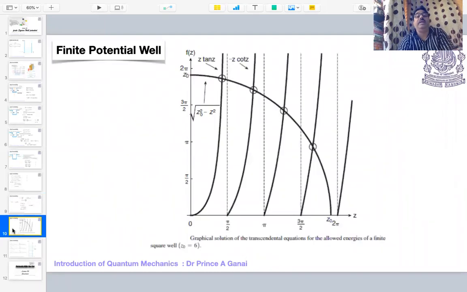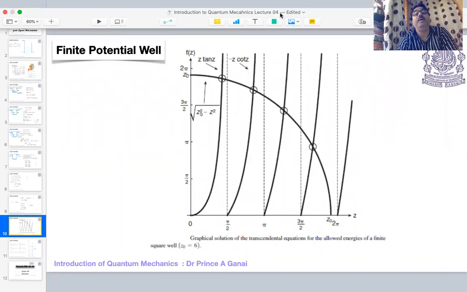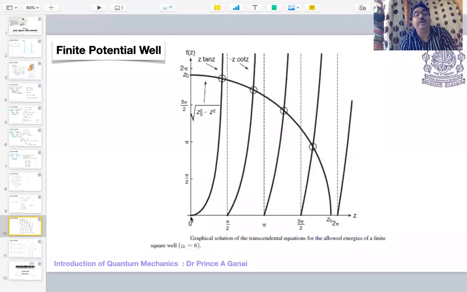Okay, this is what we get. If we plot Z tan Z, that means the even function. Since we know it is restricted to positive values only, you can see that tan is positive between 0 to pi by 2. And this is the curve for Z tan Z that we get. And then this is cot. This is for the even wave function. This we get for the odd wave function. Right now we will not consider this.